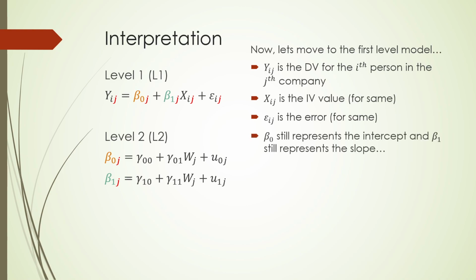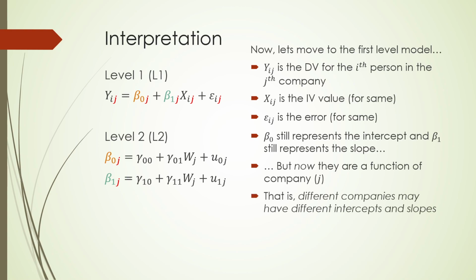As we just talked about, beta 0 still represents the intercept and beta 1 still represents the slope, but now they're a function of j, the company. And this is where what we talked about conceptually comes in, is that different companies may have different intercepts and different slopes. Now, this sounds maybe abstract, but if you think about the intercept, that is the salary when you don't have a skill set, or salary with no experience, as base pay. So that's beta 0. And if you think about beta 1 as how much extra compensation you get when your skill goes up, we'll call that skill compensation.